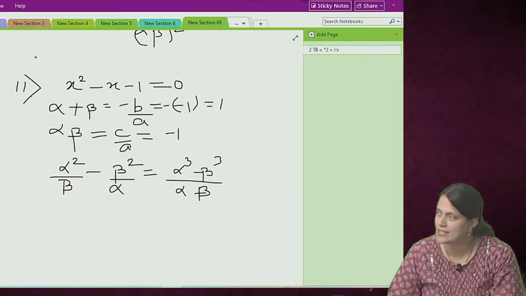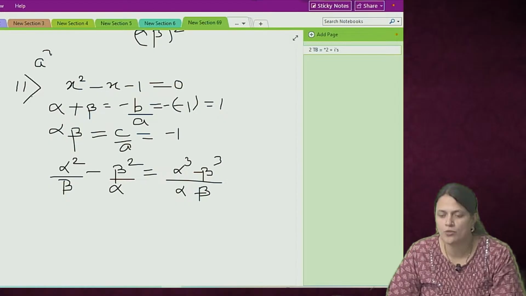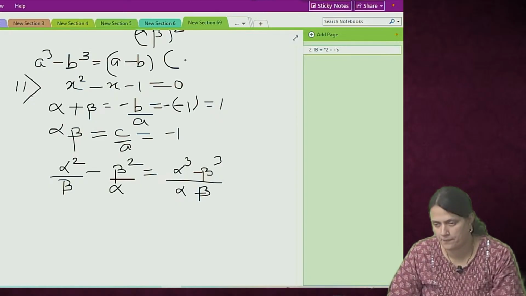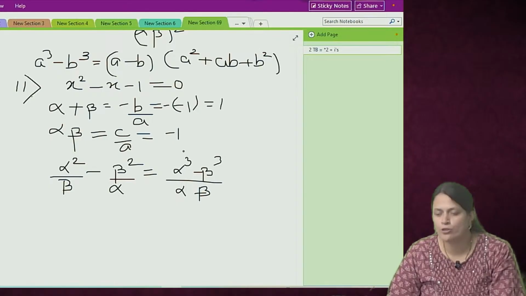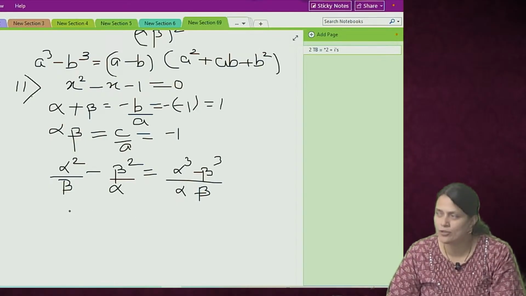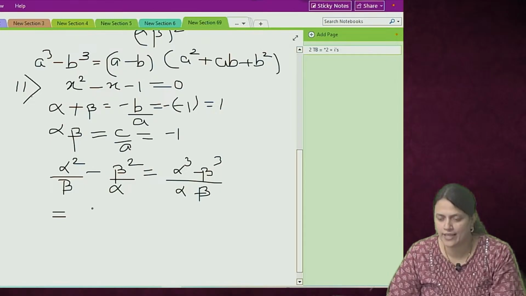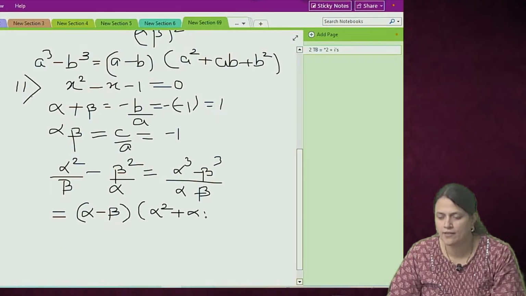I told you one formula yesterday. A cube minus B cube is A minus B into bracket A square plus AB plus B square. Okay, so this formula all of us know. We are going to use the same formula. So when we write alpha cube minus beta cube, I am going to write it as alpha minus beta into alpha square plus alpha beta plus beta square.